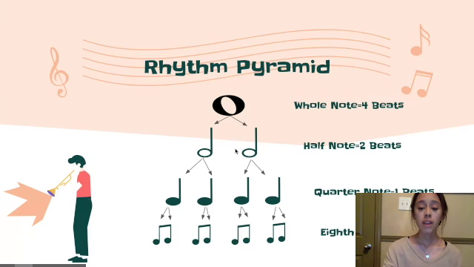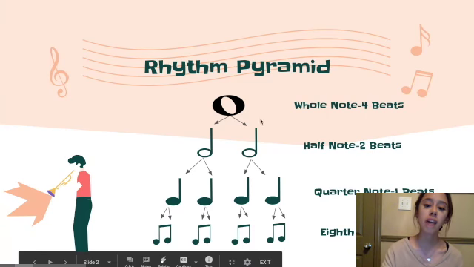So if you divide a half note in half, you would get a quarter note. You get 2 quarter notes. A quarter note by itself is 1 beat. So if you have 1 quarter note and 1 quarter note, what's 1 plus 1? It's 2. You're right. So if you add 2 quarter notes together, you get 2 beats. And that's how you would get that half note up top.